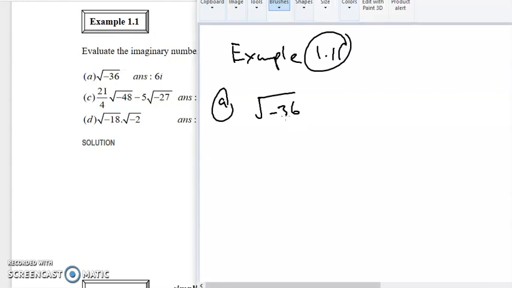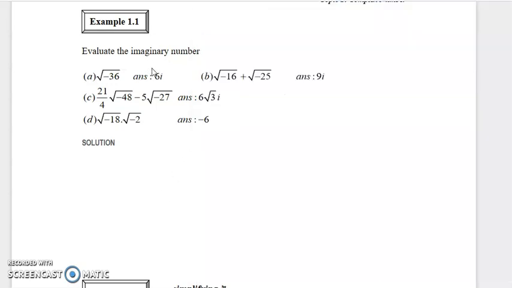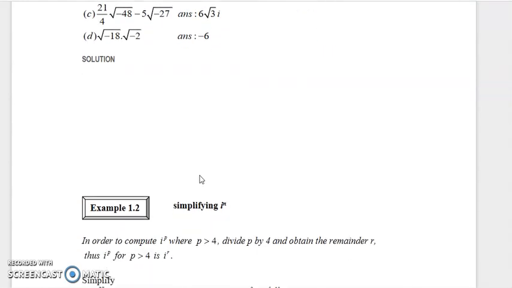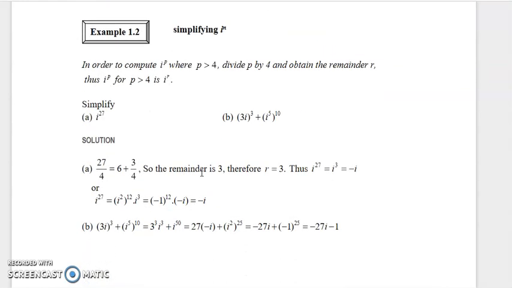So the square root of negative 36, if you try to press it on the calculator, you will get a syntax error. So what can you do? You can write it this way: the square root of 36 multiplied by the square root of negative 1, is it right? And then the square root of 36 is equal to 6, and the square root of negative 1 is equal to i. So therefore this is the answer. So you already got the answer here, and the rest, B, C, D, I'm going to leave it for you. You already have the answers there. Try to do it until you get the right answer. Example 1.2, you already have the answers there. Actually, I'm going to explain.